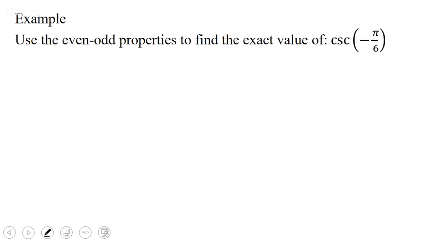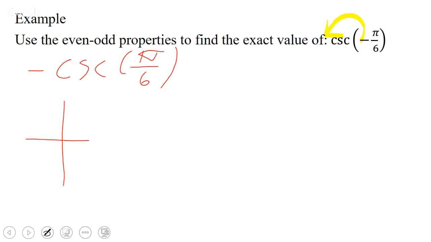So let's use the even and odd properties. So cosecant. Remember, the only two that are even are cosine and secant. So this is odd, so I can take this negative and bring it to the front. So that makes that negative cosecant of pi over 6. Now I just got to find out what is cosecant of pi over 6.